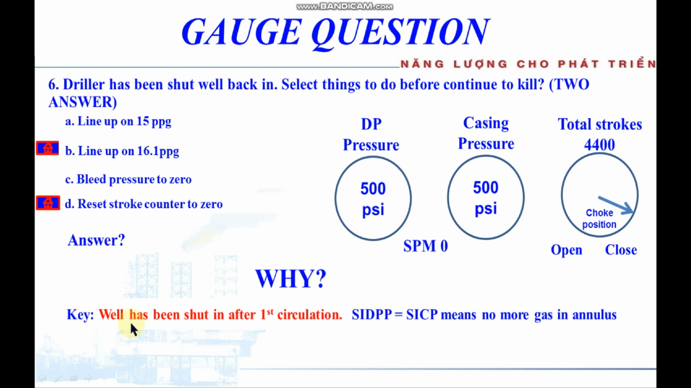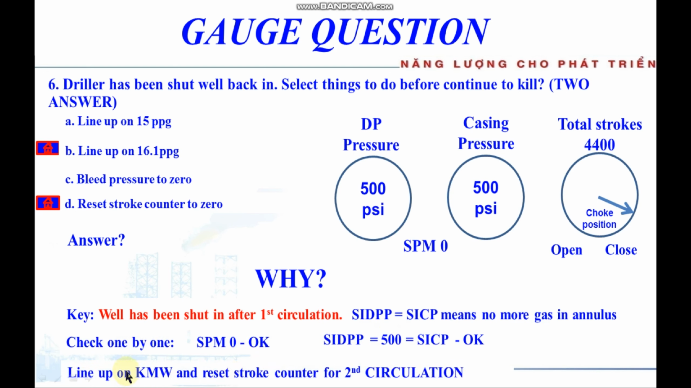Key: where has the well been set after the first circulation? Drill pipe pressure is the same as set, casing pressure set, low guard, no more guard. Check one by one: choke counter zero, okay. Drill pipe pressure is the same as the set casing pressure, 500 PSI, okay. So I think it's line up on the kill line and reset the choke counter for the second circulation.